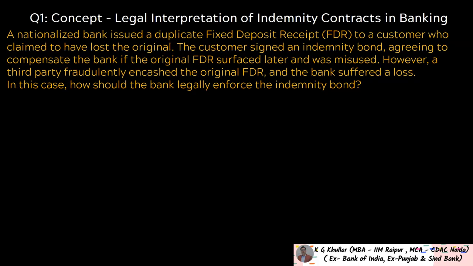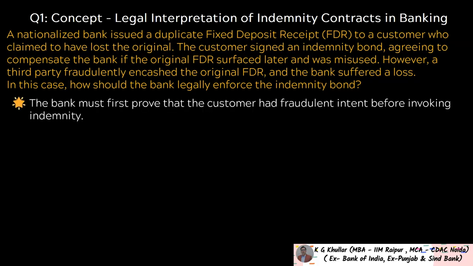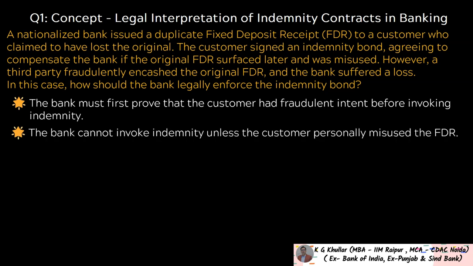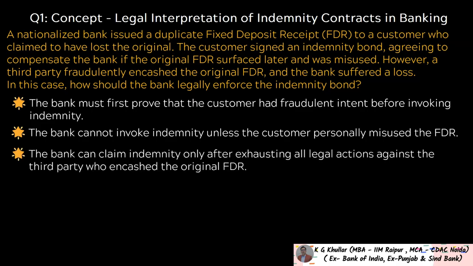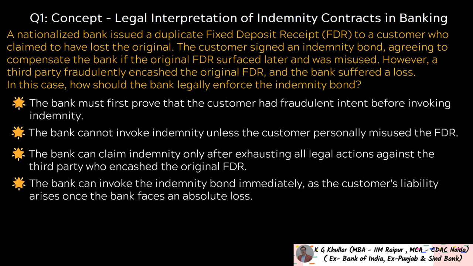And the options given are these. The first option A is the bank must prove that the customer had fraudulent intent before invoking indemnity. Then second option B is the bank cannot invoke indemnity unless the customer personally misused the FDR. Then third option C is the bank can claim indemnity only after exhausting all legal actions against the third party who encashed the original FDR. And last option D is the bank can invoke the indemnity bond immediately as the customer's liability arises once the bank faces an absolute loss.